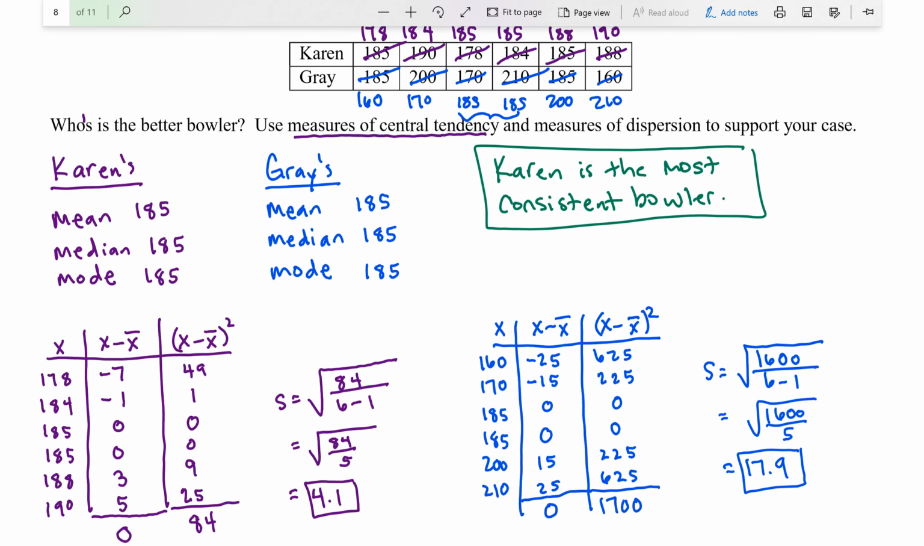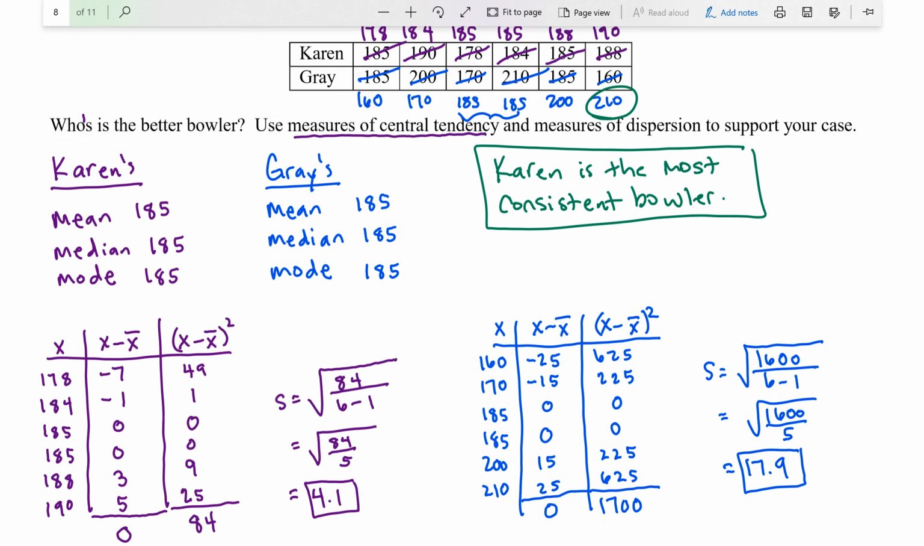Whereas Gray can sometimes hit those high scores, Karen bowls about the same every single time. So she is the most consistent bowler, so we might use that to conclude that she is the better bowler. Now, if Karen improves her skills and she retains that consistency, then she'll be a very strong bowler, right? If Gray could improve his consistency, maintaining those high scores, then he would also be an excellent bowler. But I'm going to go with Karen since I have the numbers to back it up. Since she has a smaller standard deviation, she's more consistent and she's the better bowler.